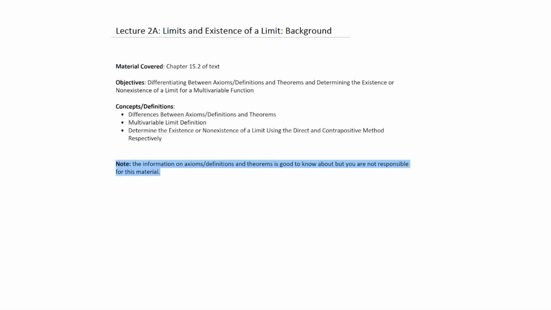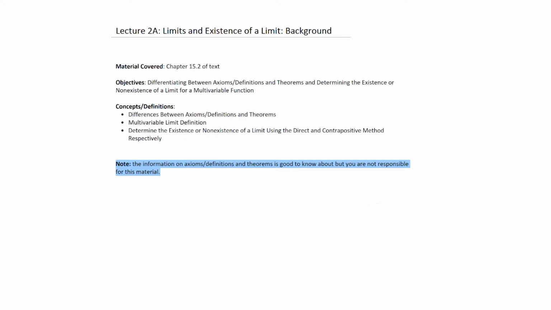So welcome to Lecture 2A, which is entitled Limits and the Existence of a Limit. And this is just some background information before we actually get into some particular examples. There are three lectures in total constituting Lecture 2A, B, and C. So the material that's being covered here is from Chapter 15.2 of the text.